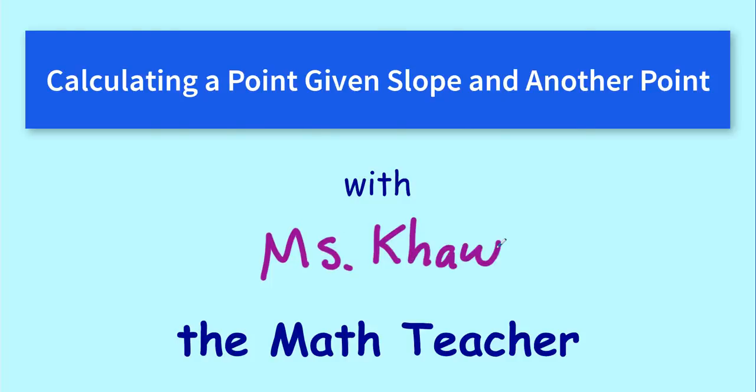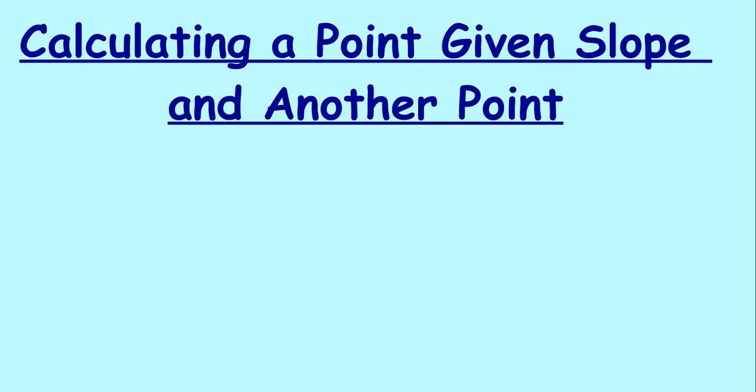Hey guys, here's how to calculate a point given a slope and another point. In the last lesson you learned how to calculate slope if you had 2 points, but now what happens if I gave you a slope and one other point?